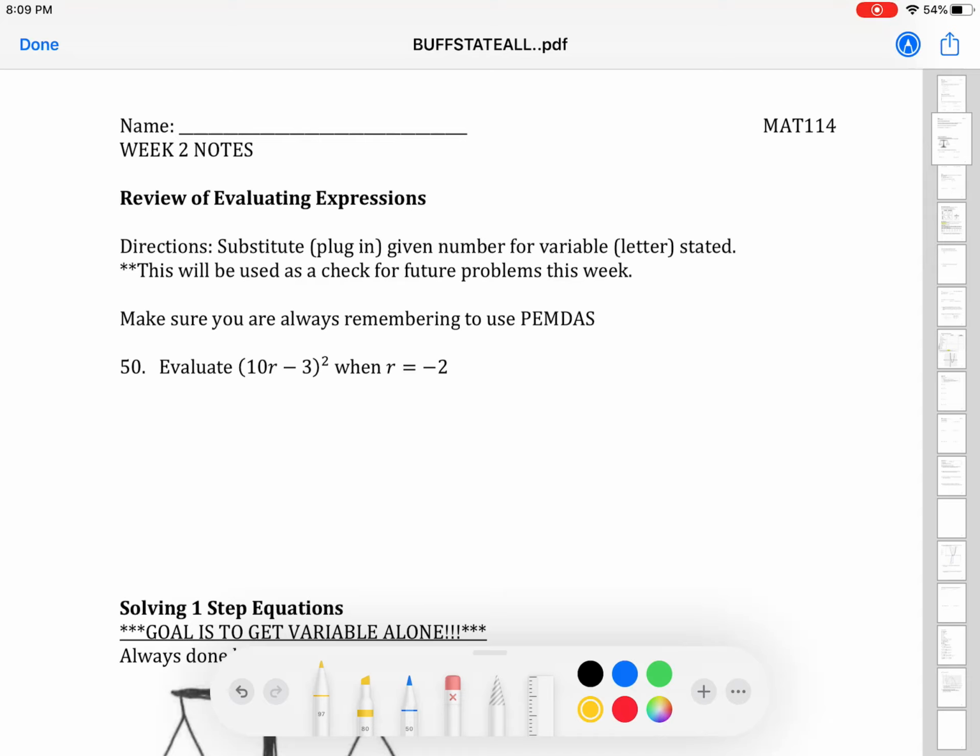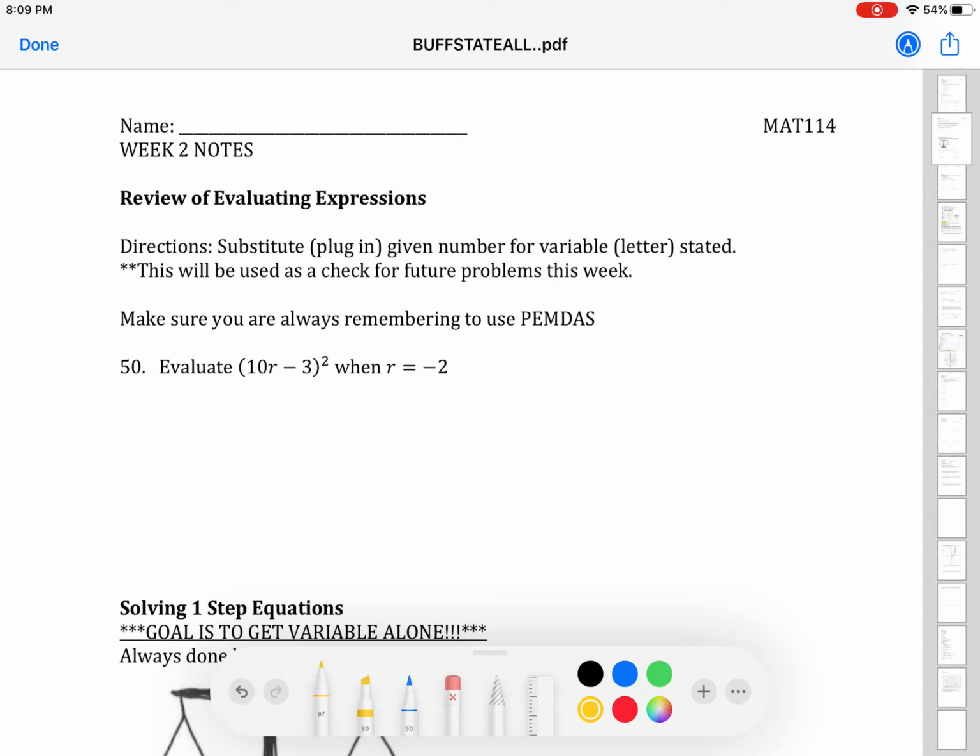All right, today we're going to get working on the week 2 notes, which is on page 13 in your workbook. So you'll see this exact format on page 13 in your workbook, starting off the week 2 notes. So we're going to do a quick review of PEMDAS that you learned in the week 1 notes.